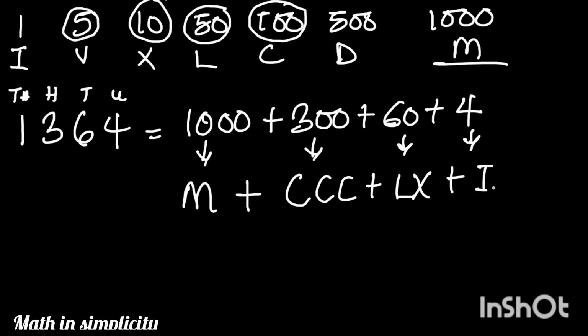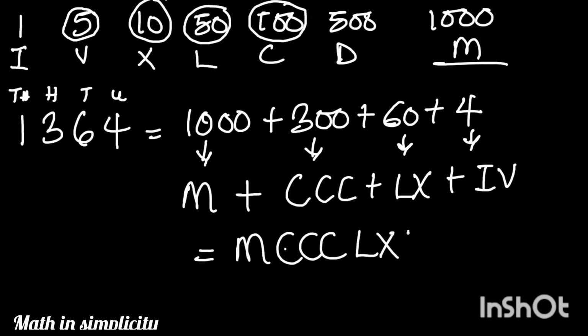Plus 4 is exactly before 5 as we have done previously. So 4 becomes IV. You see, we're writing I before V to show we're subtracting. So that's M, C, C, C, L, X, I, and V. So that's it. So you can write virtually all the numbers this way.